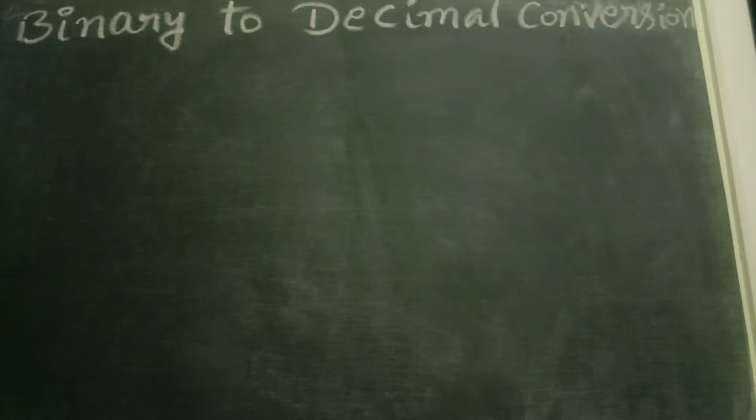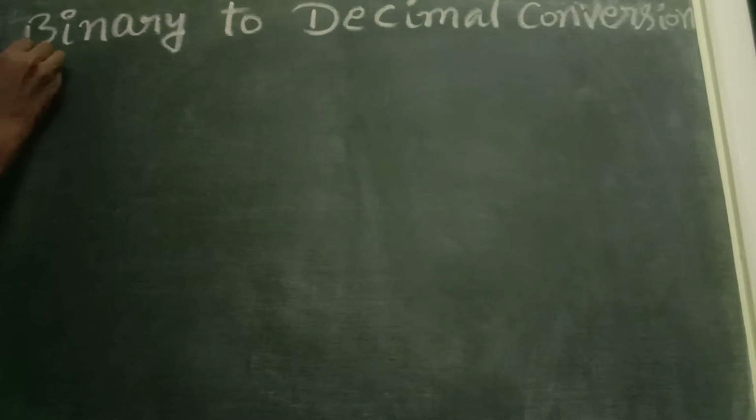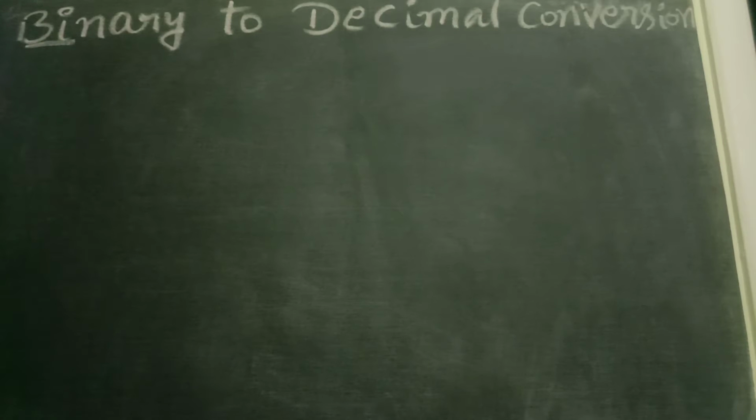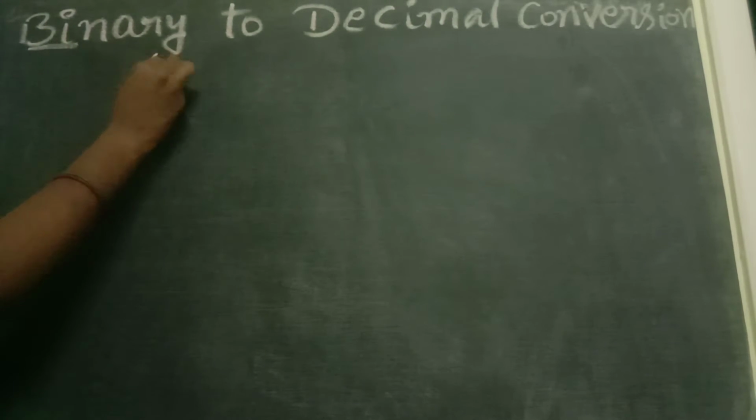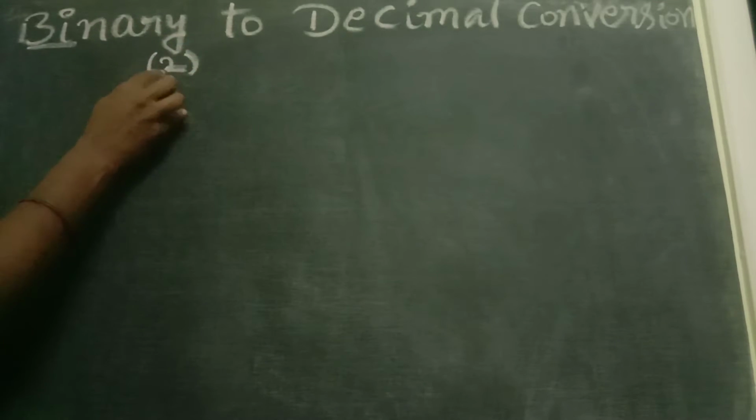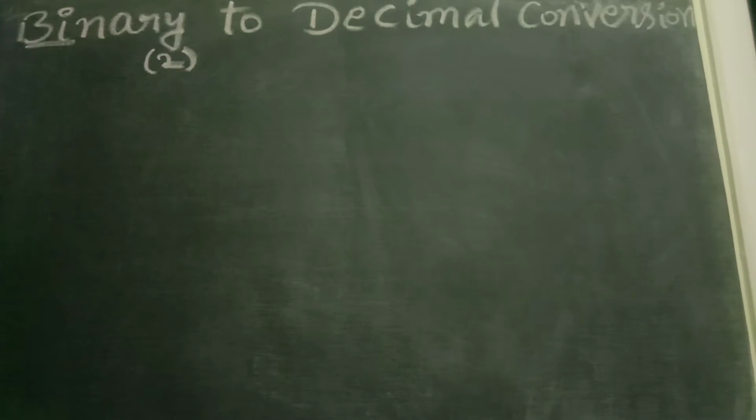Binary to decimal conversion. The binary numbering system consists of only two digits, that are the 0 and 1. So the suffix of binary is 2.